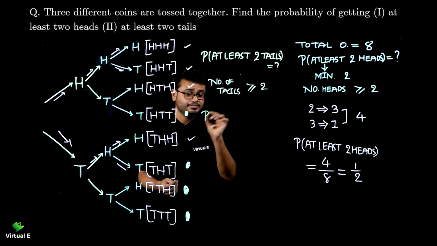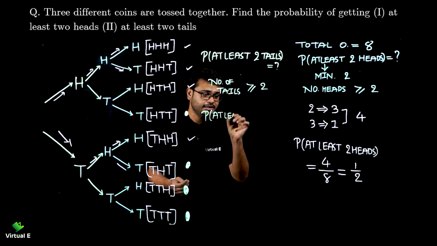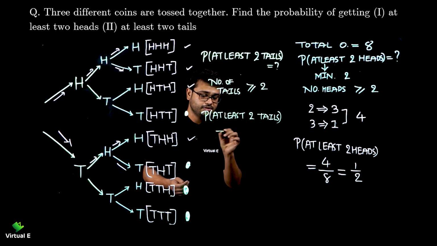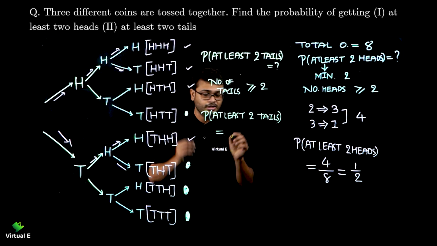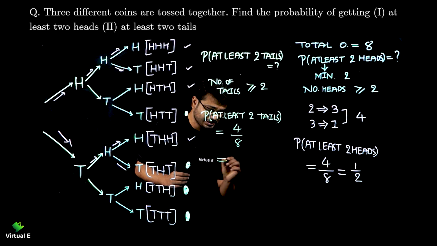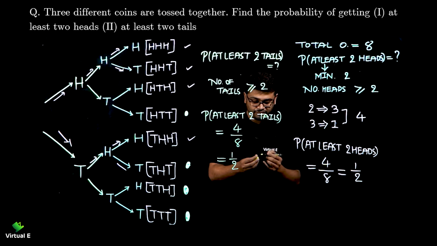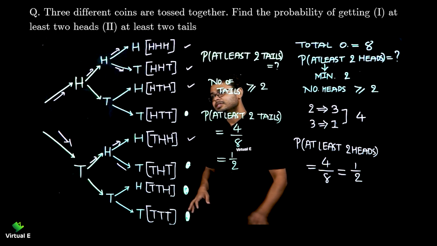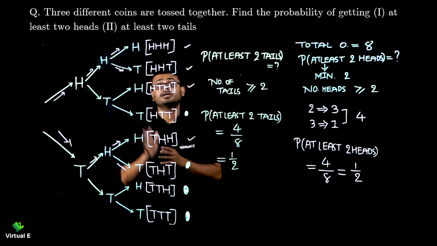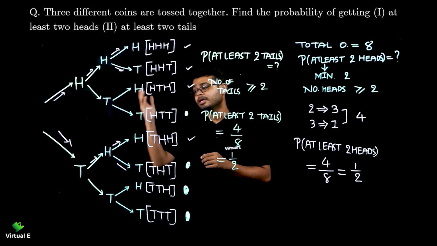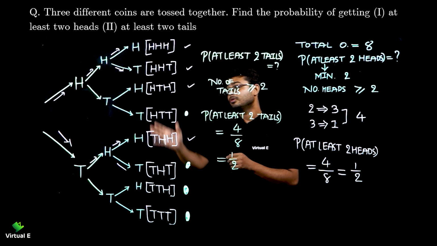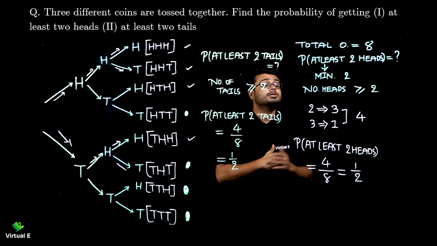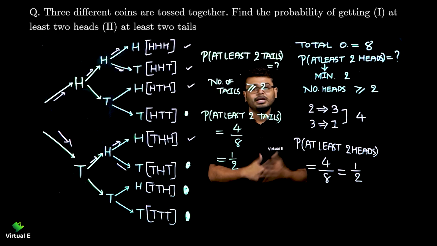So let's write that directly. At least 2 tails is equal to, favorable outcomes are how many? You can see these yellow ones, 4 over 8, that is 1 by 2. So the probability is the same for both of them, at least 2 heads and at least 2 tails. So this is how we deal with these sums related to 3 coins. If you don't remember the outcomes, you can draw this in the exam. You will get a better understanding if you draw this. Number of outcomes will be 8. Then proceed according to the condition given in the question, apply the formula and get the answer.